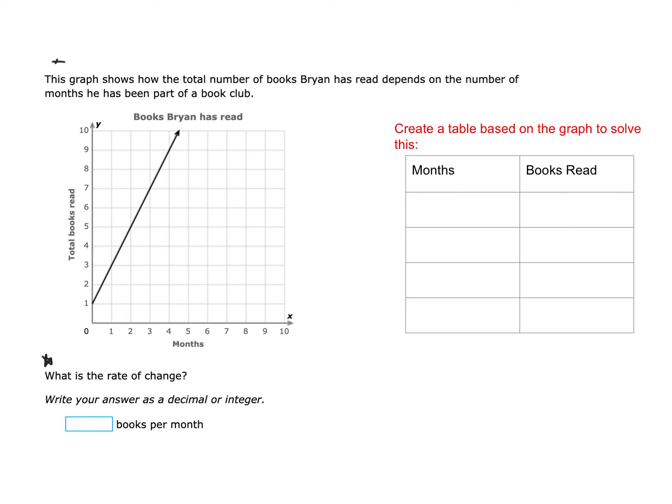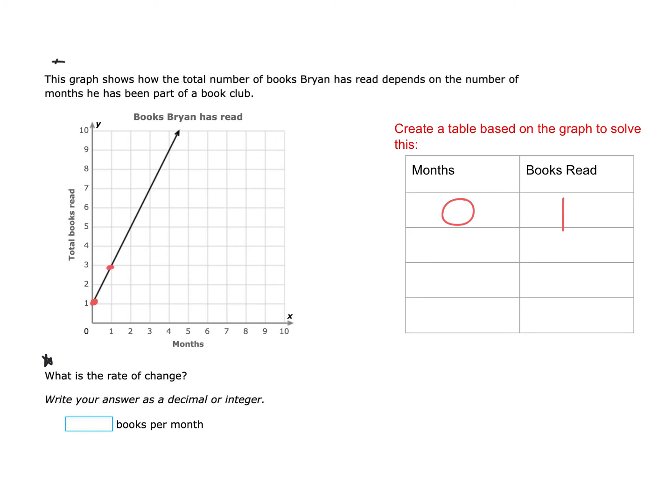So when I'm finding a point on a graph, I want to look at a point where I know exactly what the x and y value are. So basically, I'm going to find something that's crossing at a corner. Here I know it's exactly 0 months and exactly 1 book. So 0 months, 1 book. 0 months and 1 book tells me that when he started counting this, he had already read 1 book.